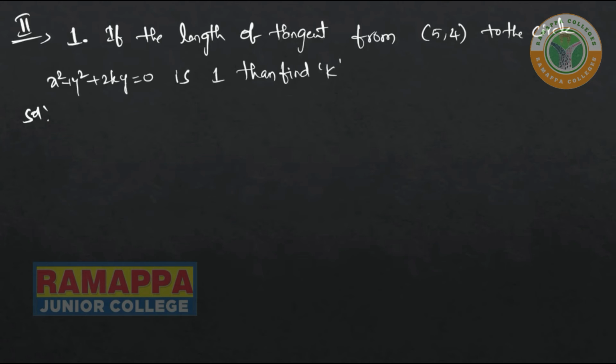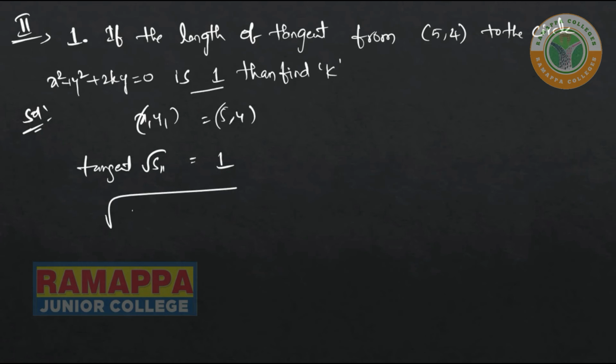Now the third one: if the length of the tangent from (5, 4) to the circle x squared plus y squared plus 2ky is equal to 1, then find k here. So x1, y1 is given as (5, 4). The tangent length will be the square root of S11. So the tangent to the circle, S11 is equal to 1 here, which means the square root of S11 is equal to the square root of 1. So now what is S11?